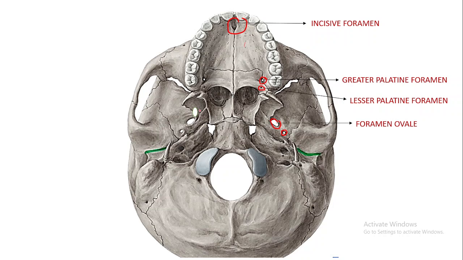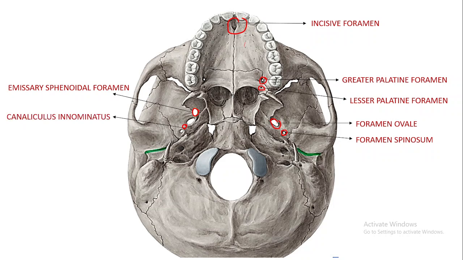In front of foramen ovale, one more foramen which may or may not be present is called as emissary sphenoidal foramen, and between foramen ovale and foramen spinosum one more foramen might be present in few people, which is called as canaliculus innominatus. So this is foramen spinosum, this is emissary sphenoidal foramen or foramen of Vesalius, and last is the canaliculus innominatus.